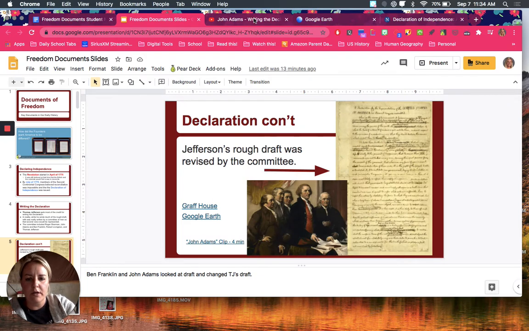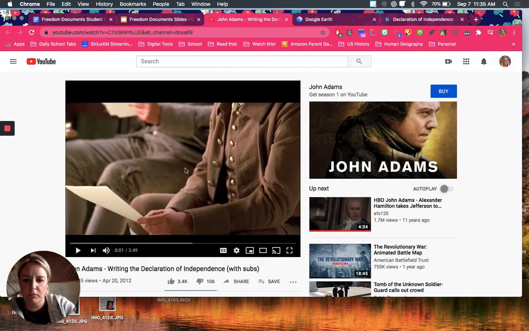And we're going to pause right here, and I'm going to show you a quick video clip of what we think maybe this time looked like, where they're looking through the edits and Jefferson's rough draft. This is from a series called John Adams, obviously about the life of John Adams, put out by HBO a while ago. All right, here we go.